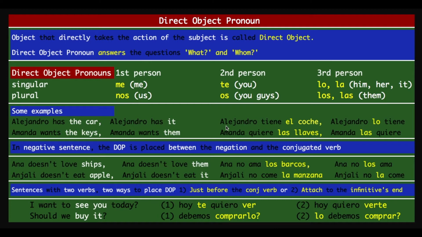Well, folks, that was about direct object pronouns. I hope you really learned and enjoyed this beautiful and very important concept. And once you master this concept, your command of the Spanish language will really go sky high.